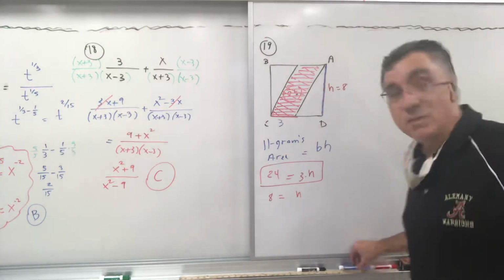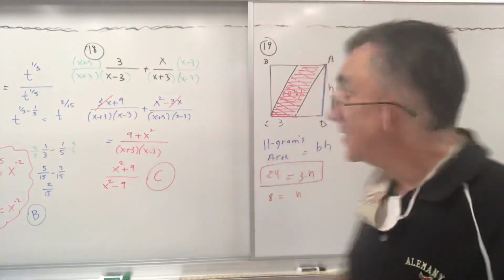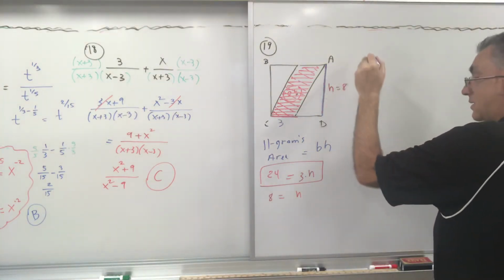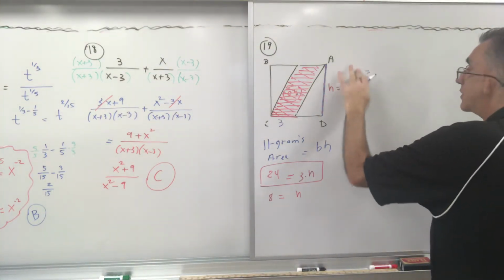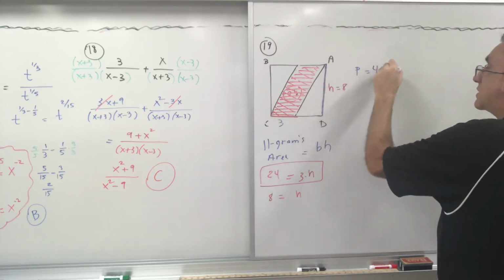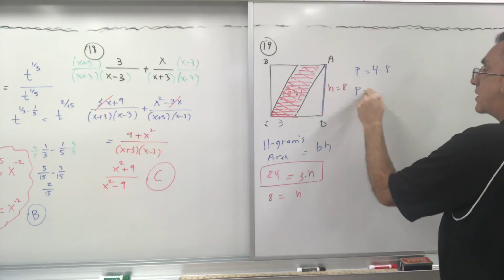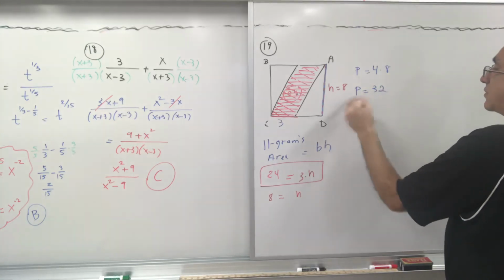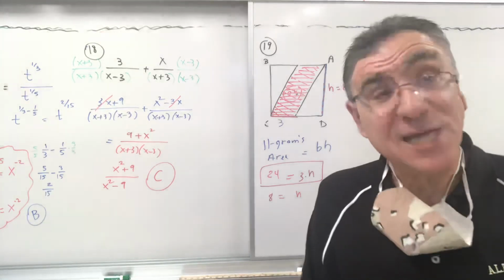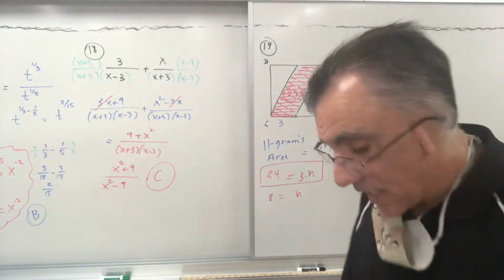And so again, we're almost done here. The perimeter is going to be 4 of those 8s, so the perimeter is going to be 32. And that's the answer to the last one for today. So what's that? C as in cat.